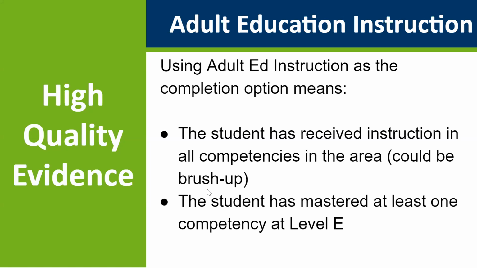When you are choosing adult ed instruction as the completion option, you are saying that this student has received instruction in all competencies in the area in your program. We recognize it's possible some of that could be brush up, especially if you've got a student who recently dropped out of high school and they're smart and they learn quick, and you start doing geometry and they're like, oh yeah, I remember, I know how to do that. So we're not saying that they have to have sat in your classroom for 4 years necessarily, but if you're using adult ed instruction, you're saying that they received instruction in all competencies in the area and that they have mastered at least one competency at level E.